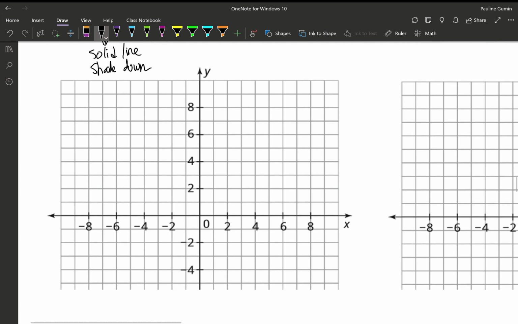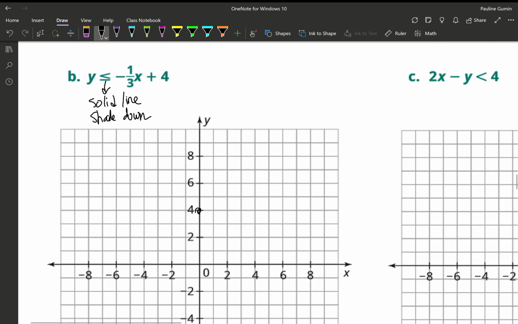Okay, let's do it. We're going to put a little dot on positive 4 because that's our y-intercept. Our slope is negative 1 over 3. That means we're going down 1 and then to the right 3. Put a little dot. Okay. Now we can draw our line. I have written down solid lines, so I'm going to do my best to draw a straight line if the computer allows it. Okay, there we go. Now it says shade down.